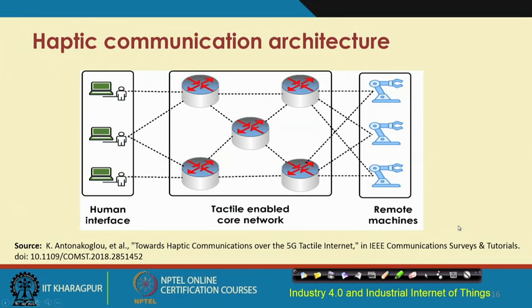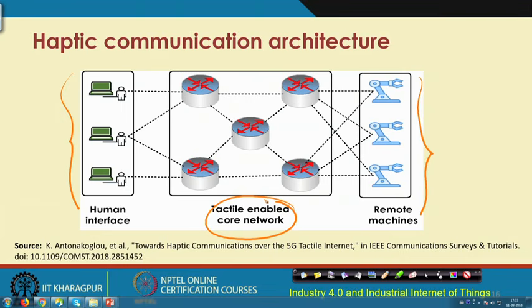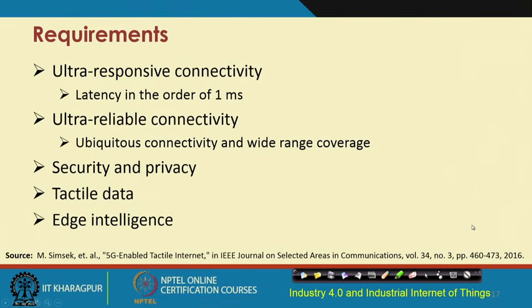The haptic communication architecture is given over here. We have the human interface, and we have the remote machines, and in between we have the tactile enabled core network, and this overall haptic communication architecture is shown here. For more details you are encouraged to look at this particular paper, which talks about haptic communication over the 5G tactile internet. I would encourage you to go through this paper to learn more details about how these mechanisms work.